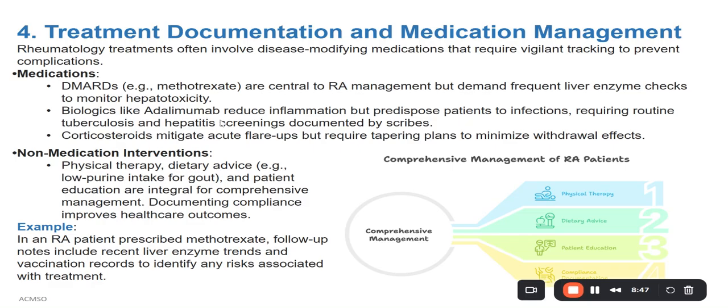Corticosteroids, or steroids, mitigate acute flare-ups but require tapering plans to minimize withdrawal effects. In case a patient was on corticosteroids and the provider or the clinician decided to stop the patient from taking them, then tapering, meaning reducing it gradually, is done until it is stopped completely. Non-medication interventions, physical therapy, dietary advice, for example, low purine intake for gout, and patient education are integral for comprehensive management.